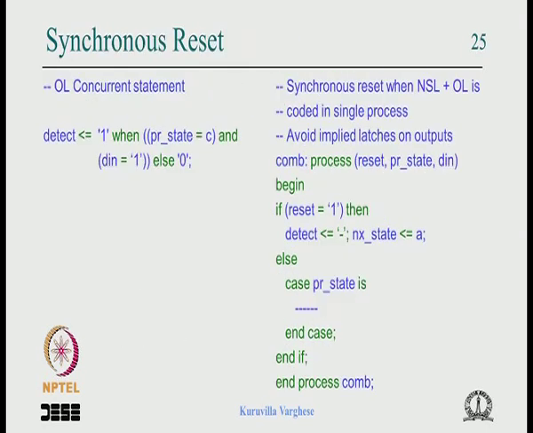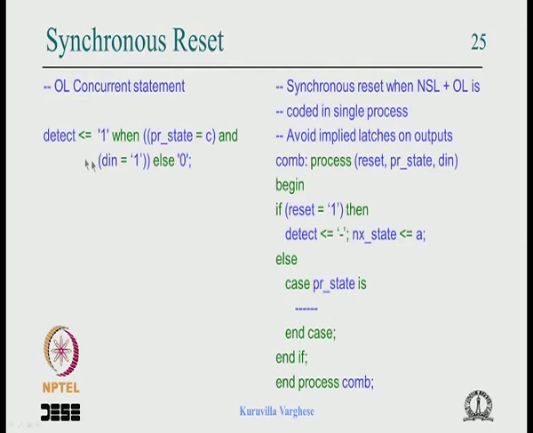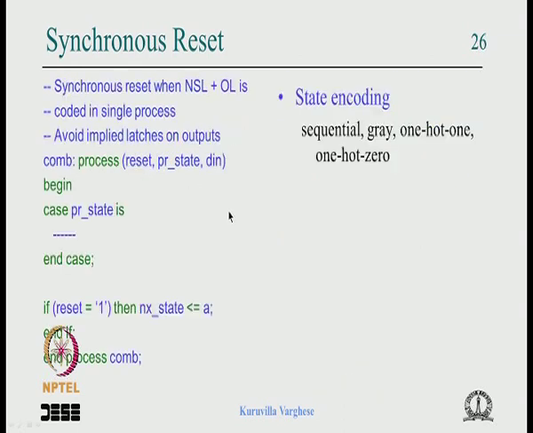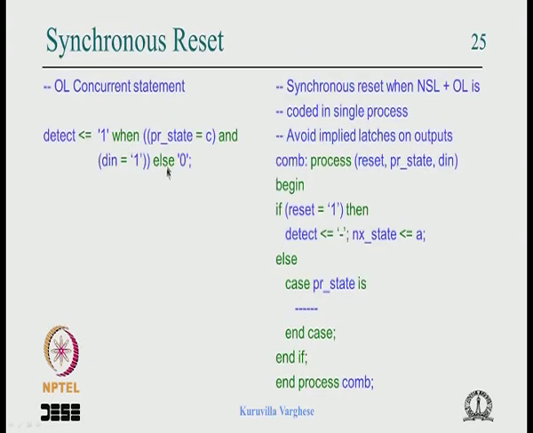But if you are writing the output separately, then you can say it like this: detect is 1 when the present state is Z and Din is 1, else 0. So that is what we want here. We say detect is 1 if the present state is Z and Din is 1, that is what is written here.